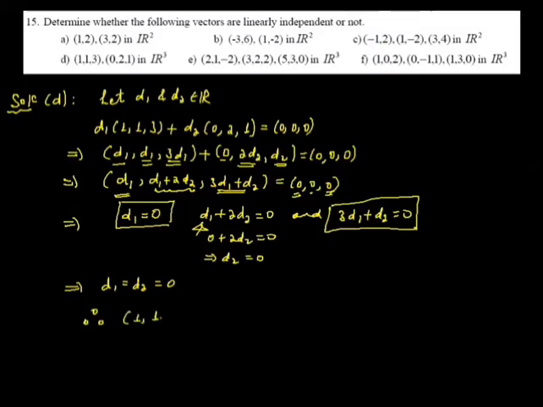By definition of linear independence, the two vectors (1, 1, 3) and (0, 2, 1) are linearly independent.